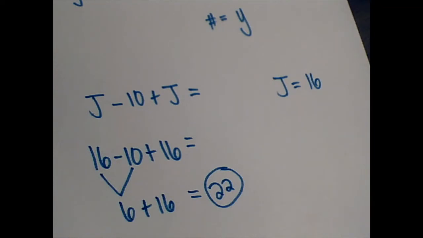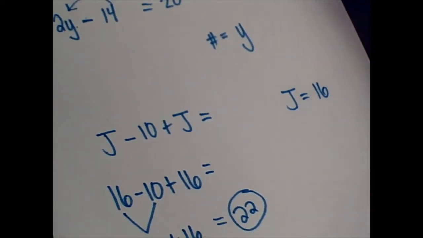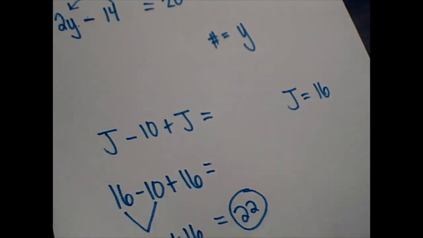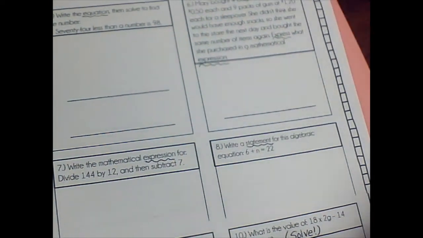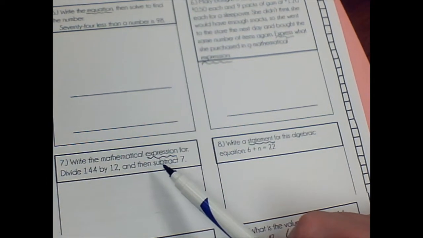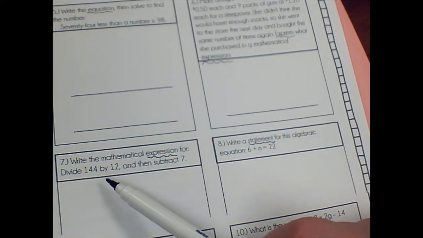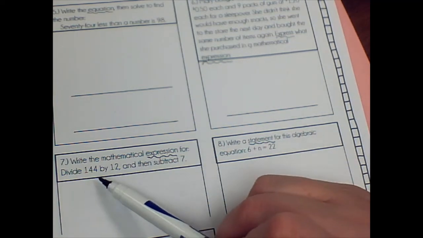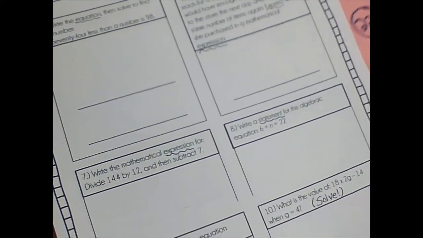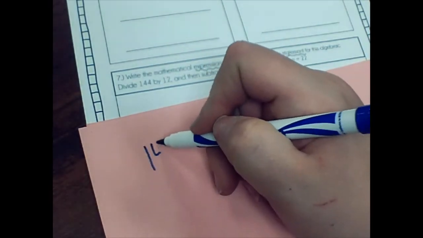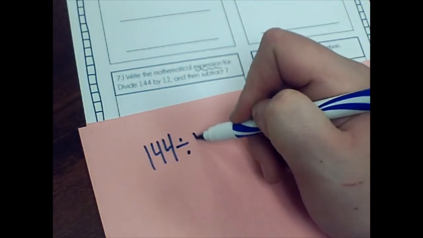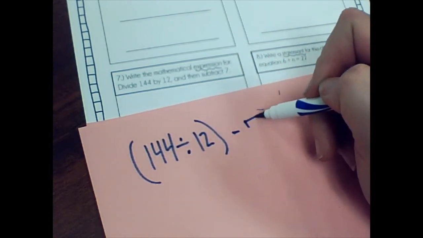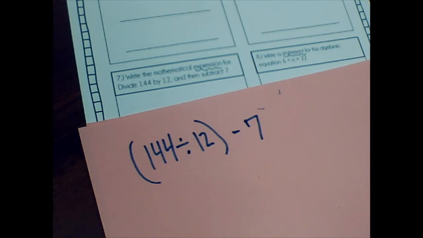Okay. Let's look at another problem here. Let's do one more. Let's look at number 7. Number 7 says, write the mathematical expression for divide 144 by 12, then subtract 7. So I have to divide first. 144 by 12, then subtract 7. So 144 by 12, then subtract 7. Does that make sense?